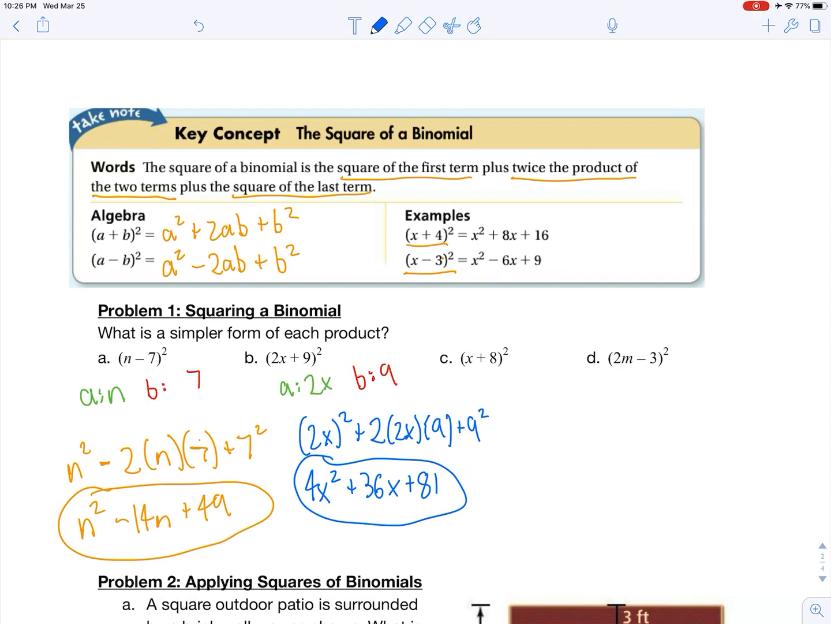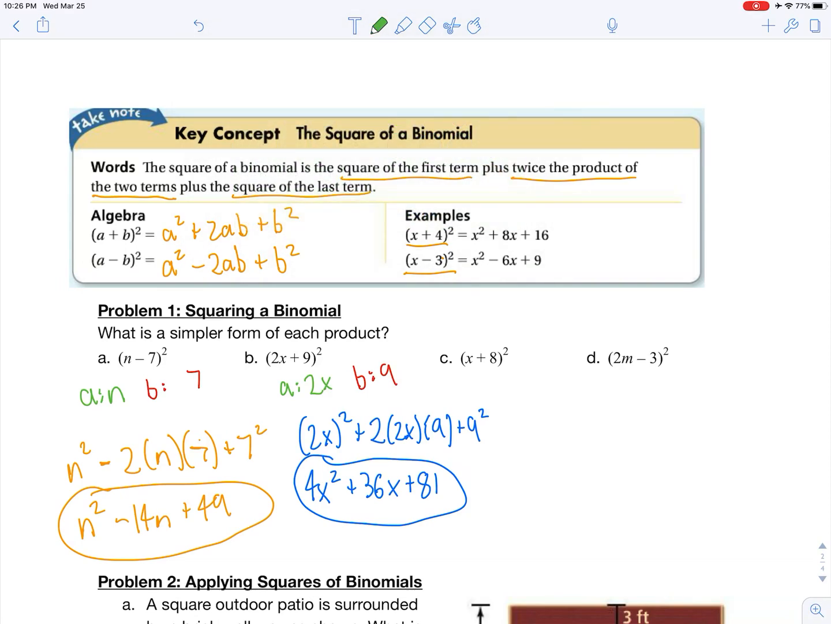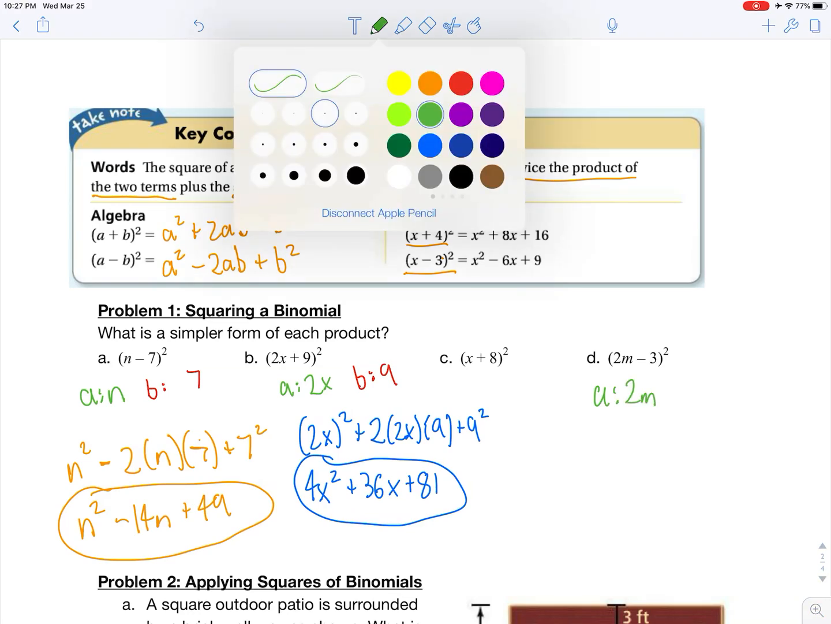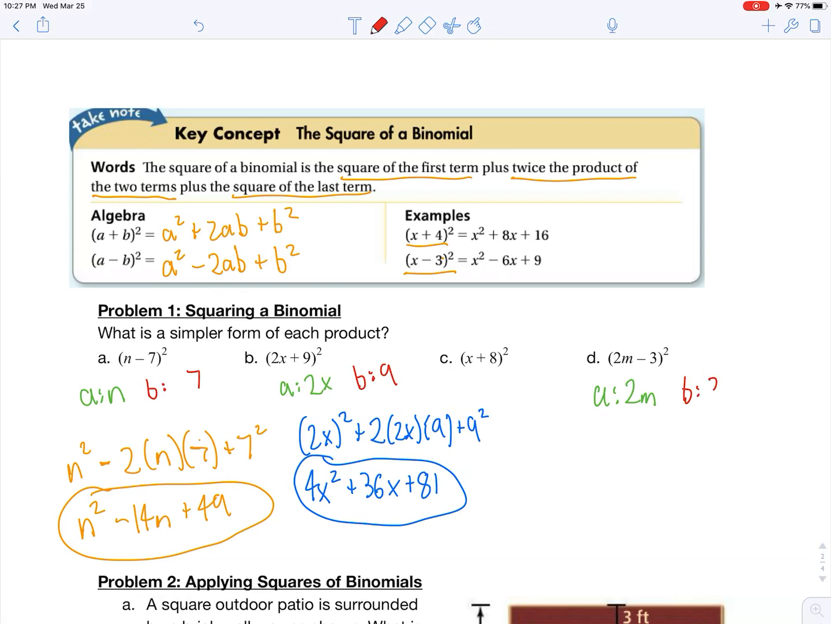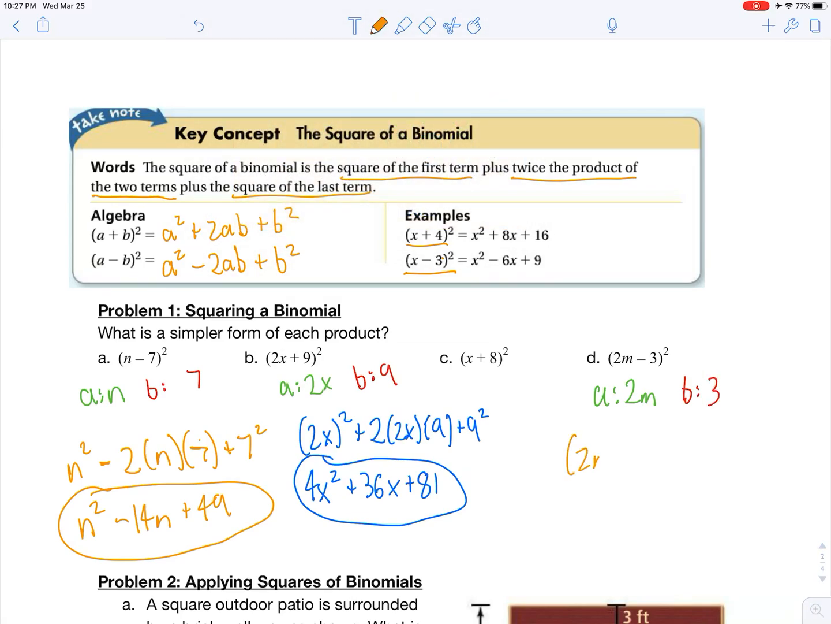So I'm going to skip C, running out of room. If you guys can do that one by yourself. But I think with this last one, because that's another first term is 2m, we have a last term, which is just 3. And now if I follow my formula, I can square the first term.